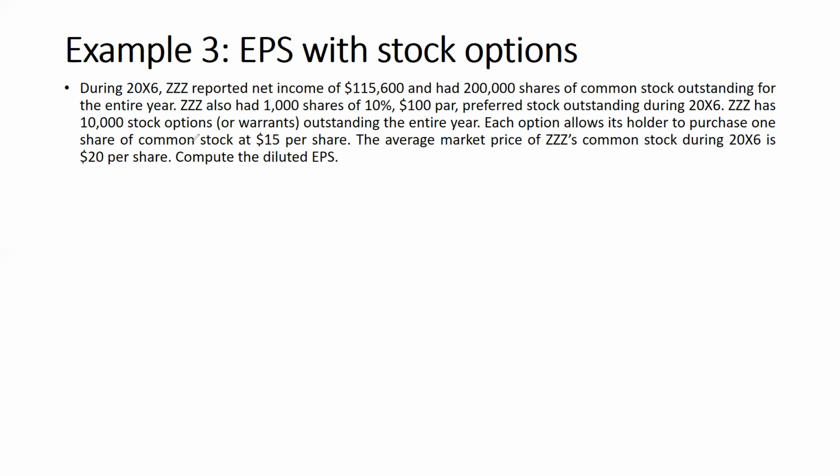For example, if the exercise price was 15 bucks and the market price was 20 bucks, and the market price started to increase and the exercise date didn't come yet, you still have a chance to exercise it before it comes. Or you may not exercise. This is all about the warrants. So 10,000 stock options outstanding the entire year. Each option allows the holder to purchase one share of common stock, so 1-to-1 at 15 bucks per share.